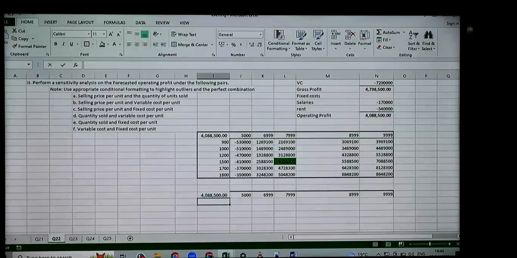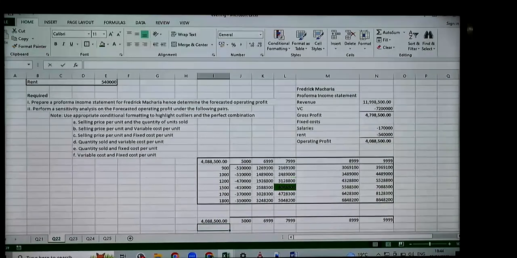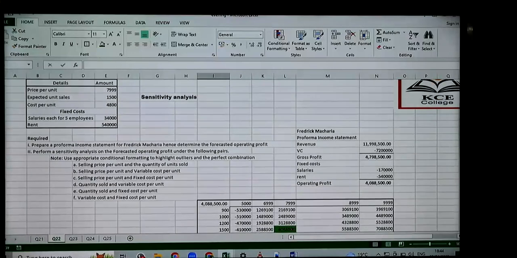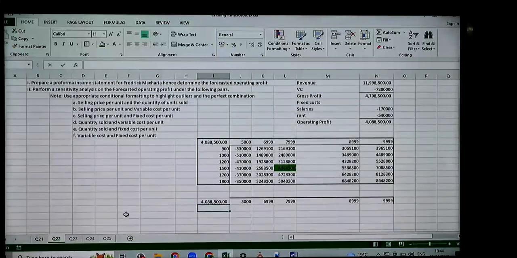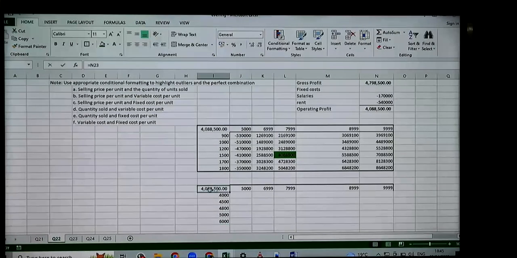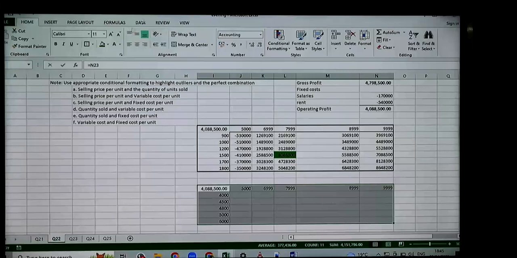Then the variable cost per unit. You can see our variable cost per unit here. It was 4,800. So we can start maybe from 4,000 to 4,500 to 48, because the 48 must be in, because it's what we are looking at, 5,000 to 6,000. Yes, that way. Then I just select the data.